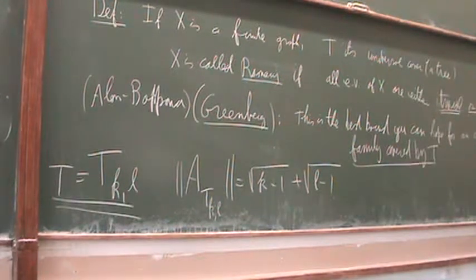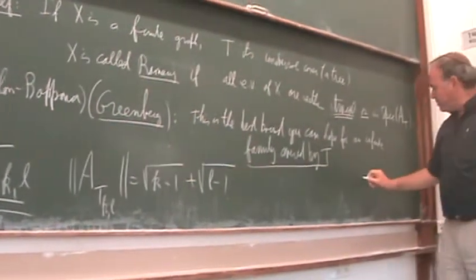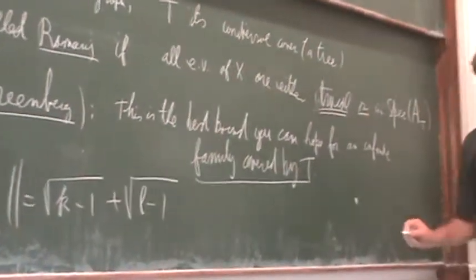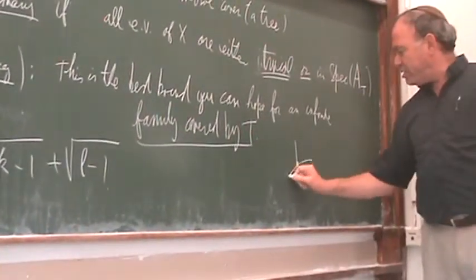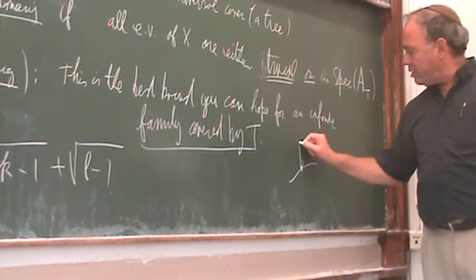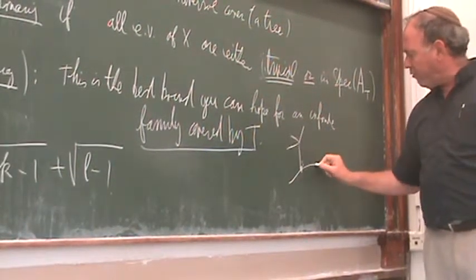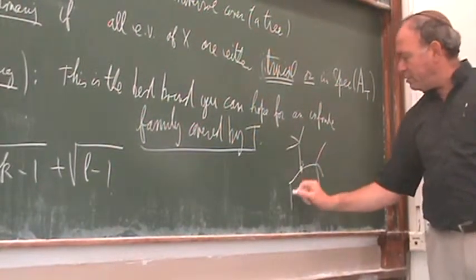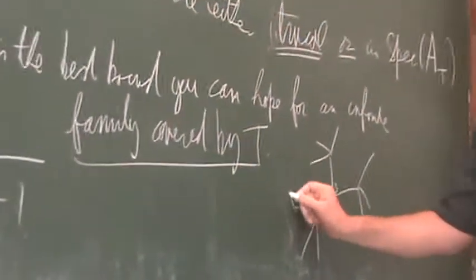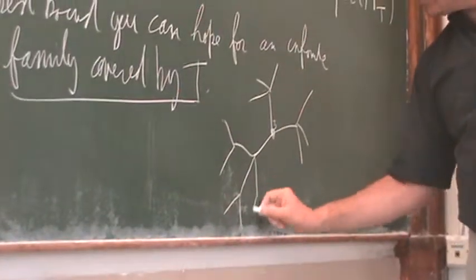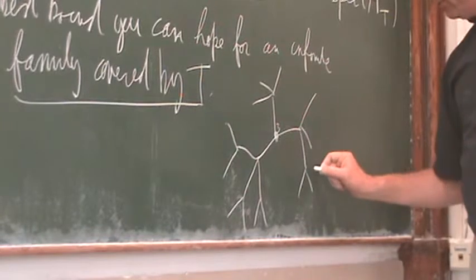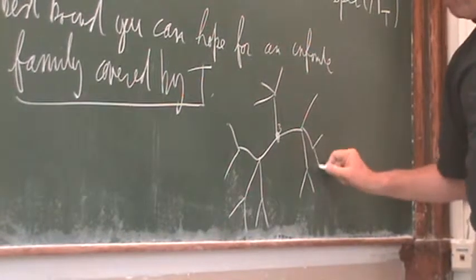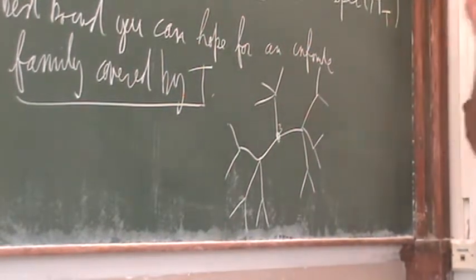By the way, what is T_{k,l}? You understand, T_{k,l} is the kind of tree where the degree here is 3, and now let's say the degree next is 4. And then again it will be 3, and the next level will be 4. It's a bipartite tree where the degrees are k and l, k and l, k and l, k and l, right?